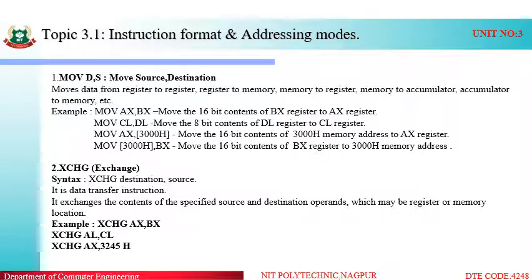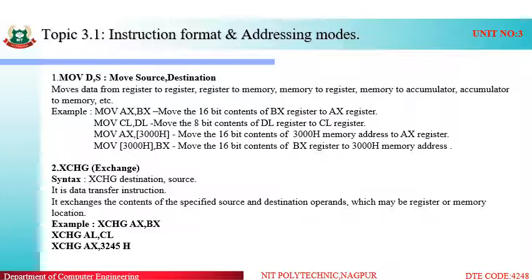Next is exchange. It is simple. It exchanges the information between source and destination. That is, the source data will be moved into the destination and the destination data will be moved into the source.